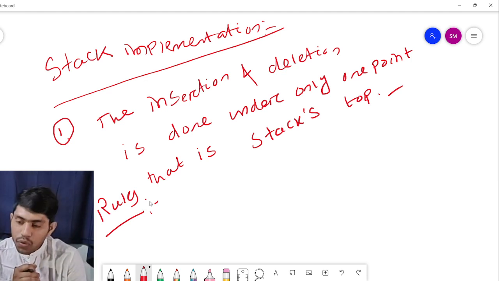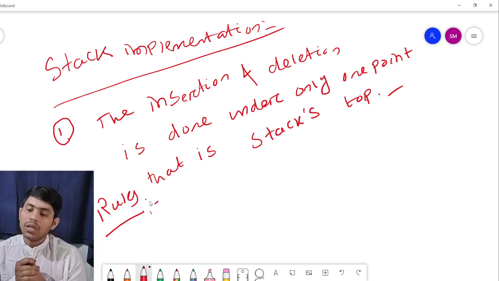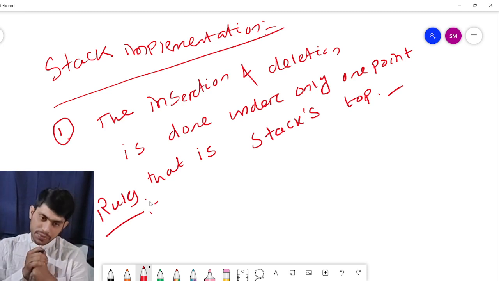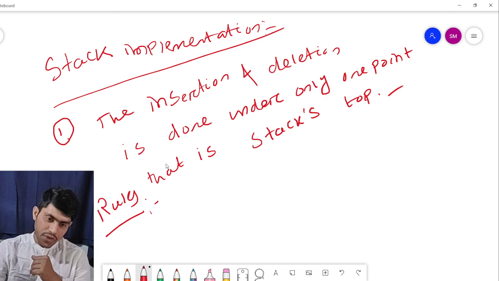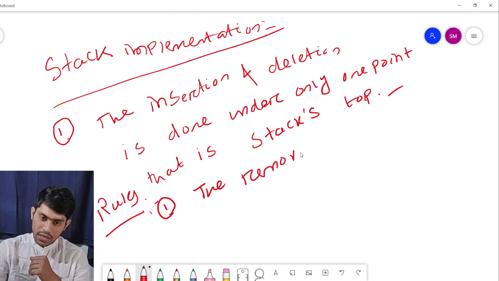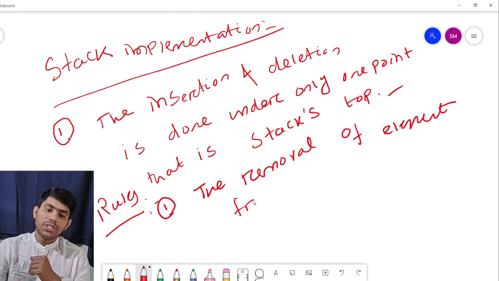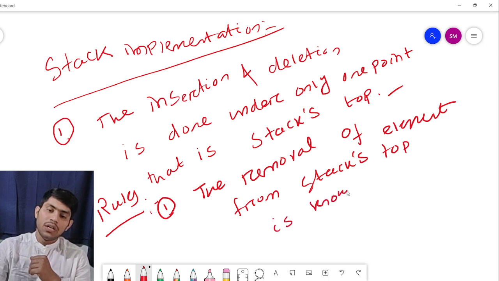Then we'll read two rules about that. Data can only be removed from the top, the element at the top of the stack. So where will we remove the data? Stack top. The removal of an element from the stack top is known as the pop operation. In technical data structure terms, it is called pop.